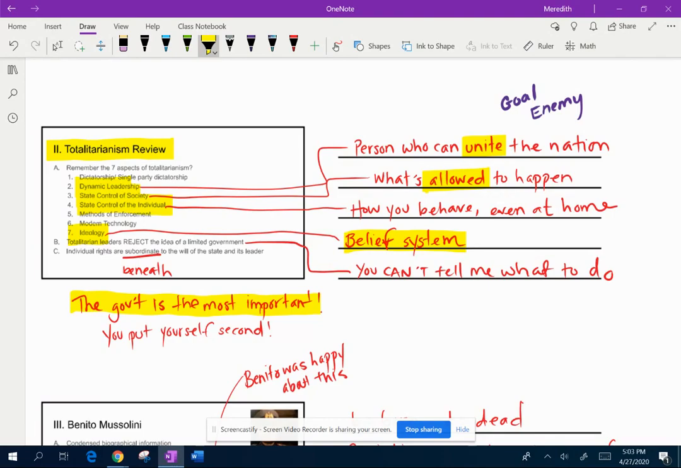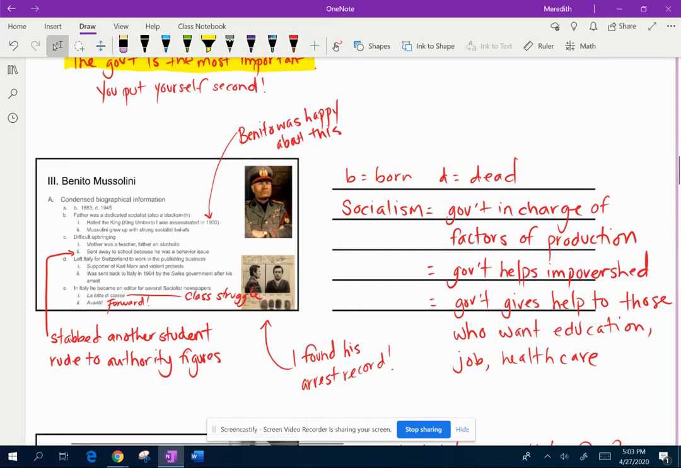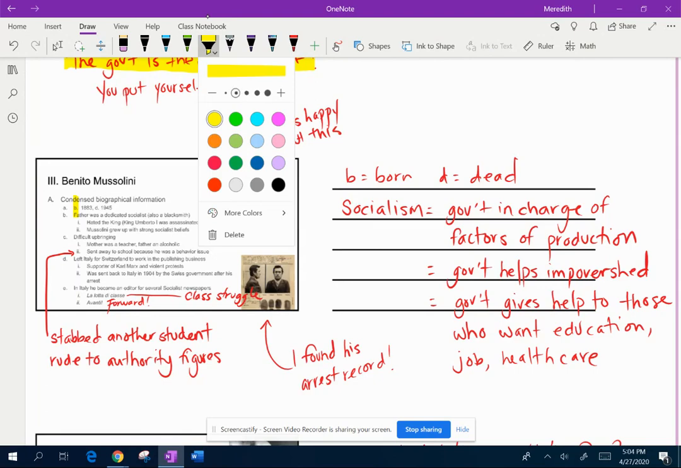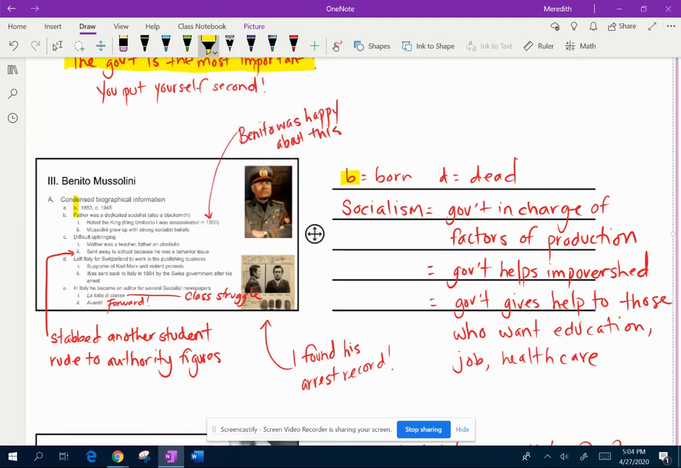You never come first. Now, I'm giving you a little bit of background on our dictator, Benito Mussolini. I've got condensed biographical information here. So I've got he was born in 1883. And so I've got that little B right there. B is short for born. And then I'm really sorry to ruin this for you guys. He dies. The little D is short for dead in 1945, but I can't wait to talk to you about it. And his father was a dedicated socialist. He was also a blacksmith.